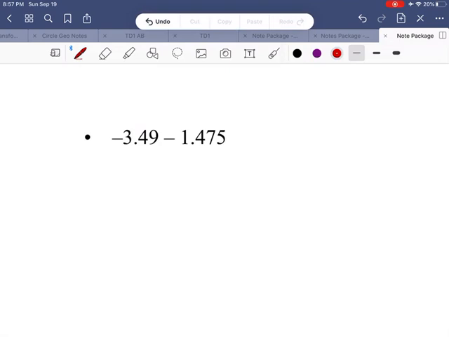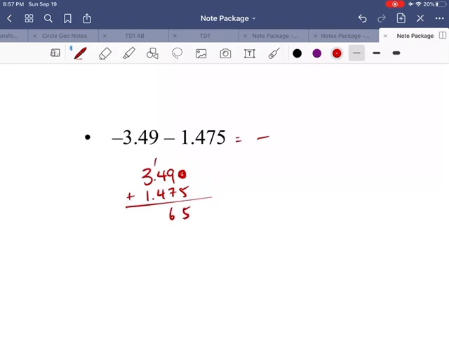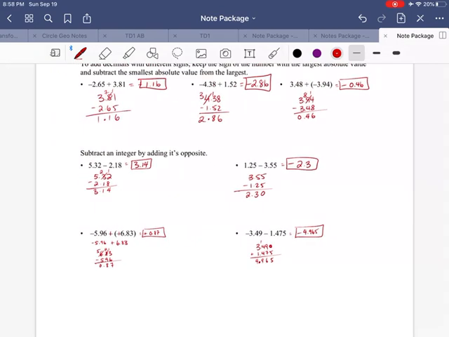And our last one here, they're both negatives. So if I do my little number line, I'm at negative 3.5 and I'm subtracting more. So my answer is actually going to be more negative. So I know it's going to be negative, but I need to add the two numbers to see. Now I didn't have a decimal there, so I just put in a 0. 5 plus 0 is 5, 9 plus 7 is 16, 4, 8, 9, and 4. And my decimal spot goes there, so I'm at negative 4.965. And that's the end of lesson 3.